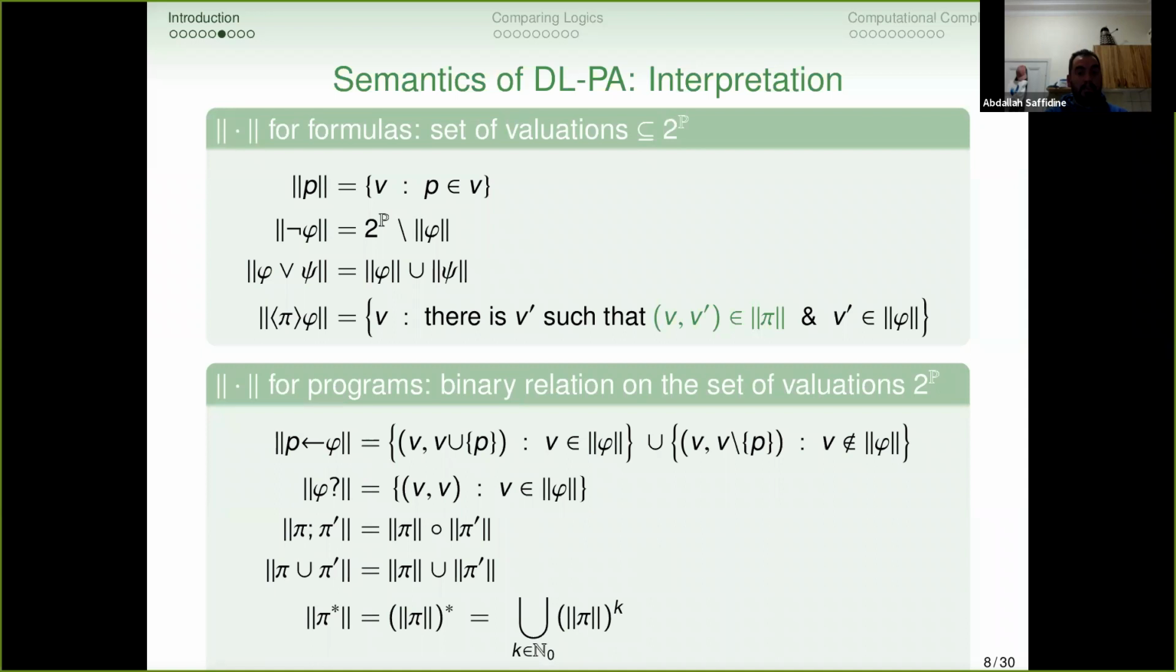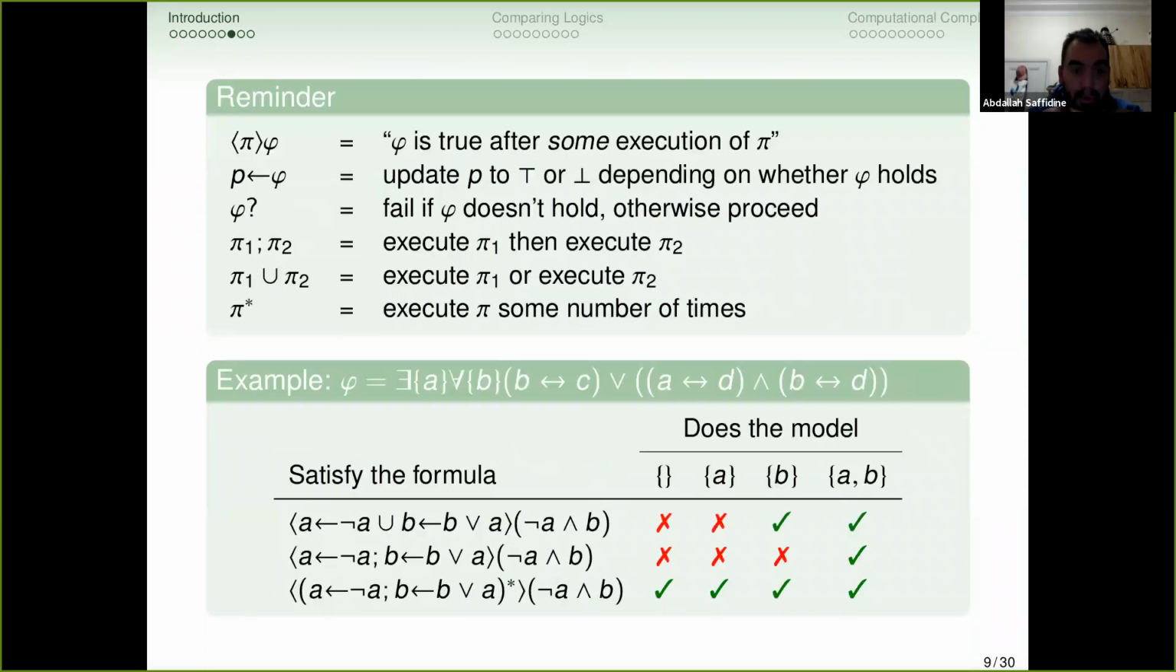Okay, so let's go through an example together. And I've put as a reminder my intuitive understanding of these programs and of that modal operator, diamond pi phi. I look at 3 formulas, and I want to know if these models satisfy the formula. So let us first look at the formula: diamond A receives not A, union B receives B or A. So that's our program. Is there a way of executing this program such that by the time we're done, not A and B? So if I start from the empty set, in other words, A is false, B is false.